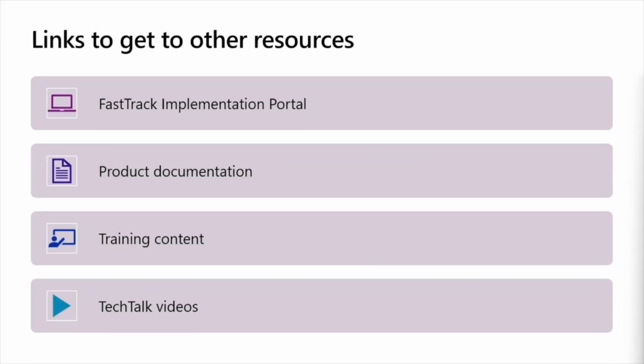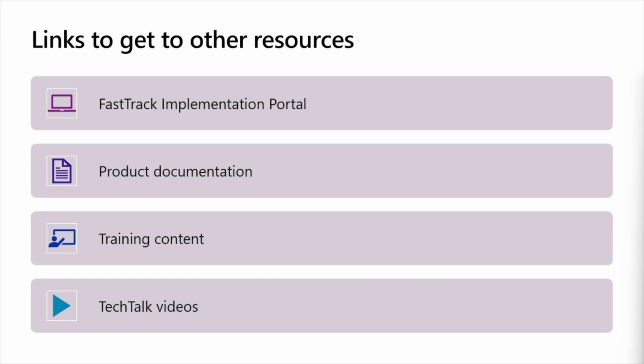And lastly, and this is by no means a comprehensive list of all the different links that are available out there, but these are some of the high-level items that are available in the Guidance Hub. So we have links to the Fast Track Dynamics implementation portal, the product documentation, training content, and TechTalk videos are just a few examples. If you're on our Guidance Hub or you're aware of another resource that isn't available in our Guidance Hub and you're having to go to multiple different places and we've missed some content, we do invite you to give us feedback about that so that we can get that content added into the Guidance Hub.